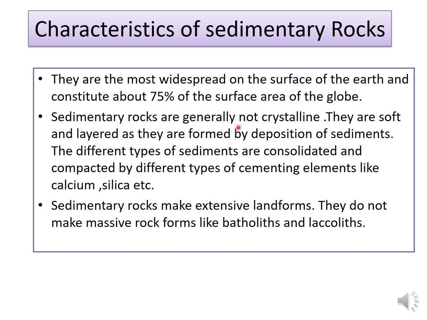Sedimentary rocks are generally not crystalline. They are soft and layered as they are formed by deposition of sediments. The different types of sediments are consolidated and compacted by different types of cementing elements like calcium, silica, etc. Sedimentary rocks make extensive landforms. They do not make massive rock forms like batholiths and laccoliths.